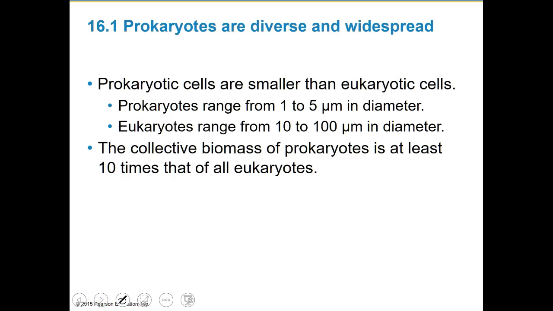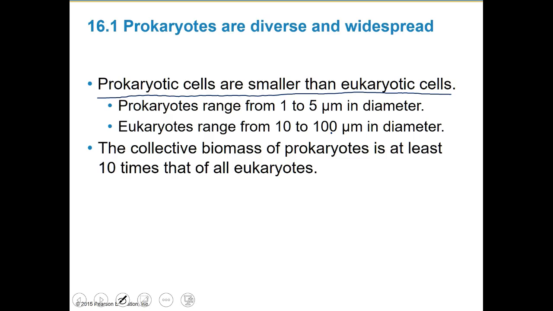Hopefully this is a review for you: prokaryotic cells are smaller than eukaryotic cells. The general range is about 1 to 5 micrometers in diameter. Eukaryotes, on the other hand, are 10 to 100. So they can be anywhere between 2 and 20 times or even 100 times larger than some of our prokaryotes. So eukaryotes are much larger.